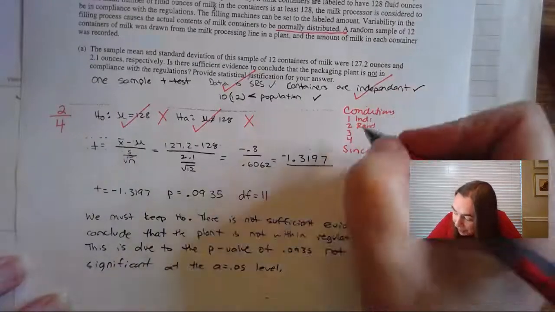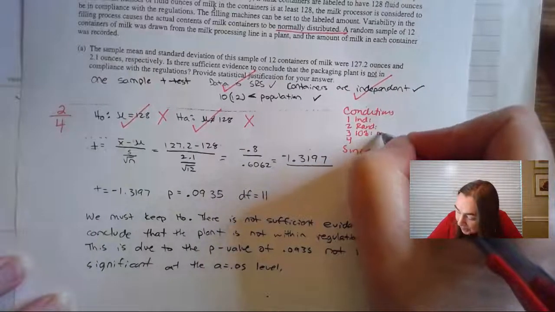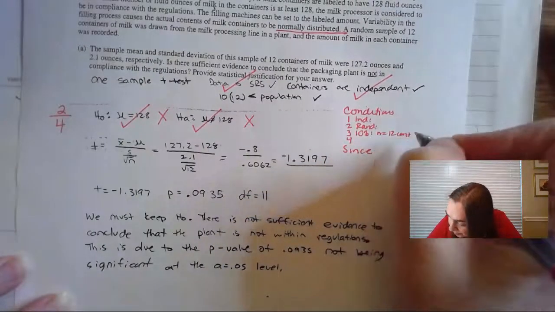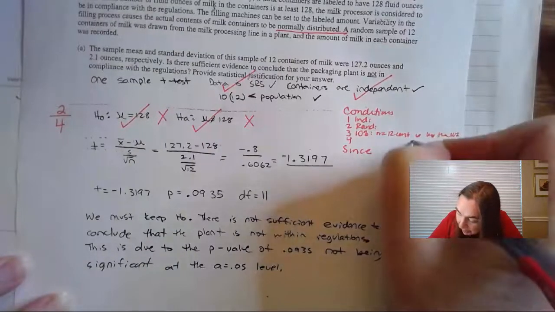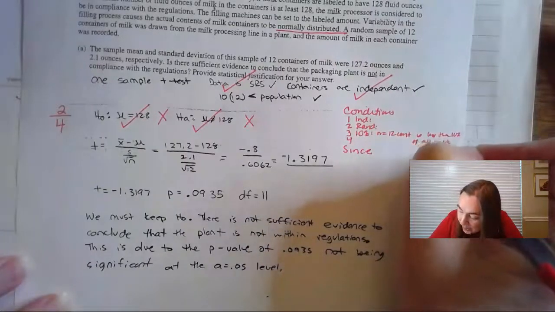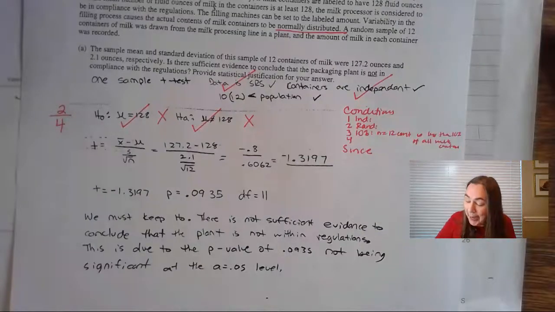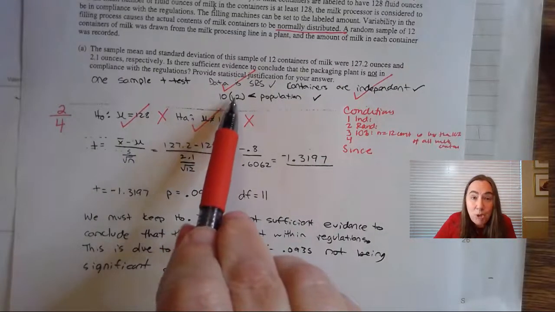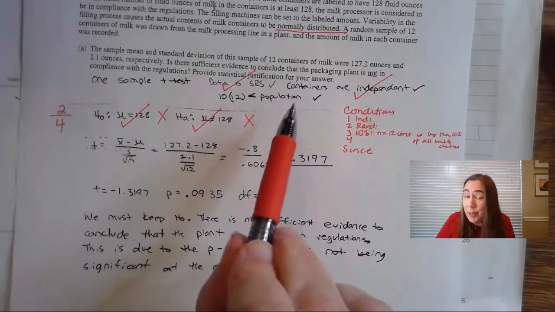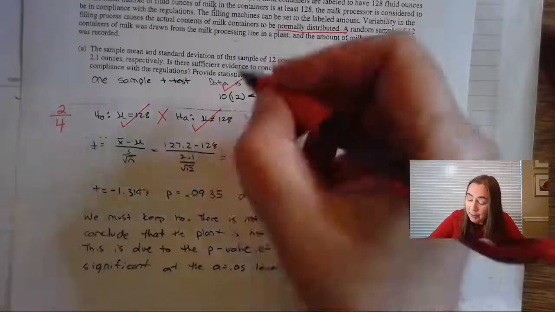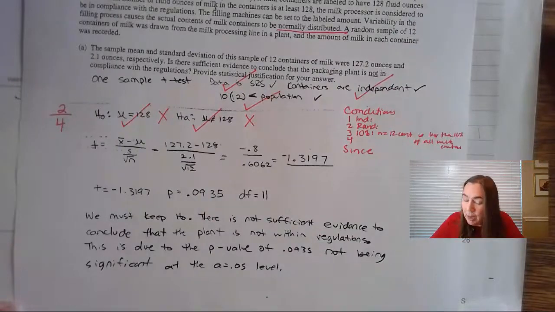Number 3, we have the 10% condition. What I would like you to say is that n equals 12 containers is less than 10% of all milk containers. If you said that, give yourself a check. Now this person did it in a roundabout way. They said that 10 times 12 containers, which is 120, is less than the population of all milk containers. The AP will give credit for that. It's not the way that I've taught you how to do the problem, but it means the same thing.